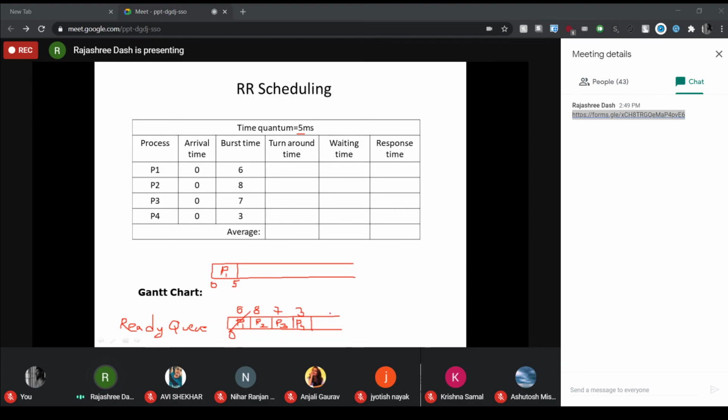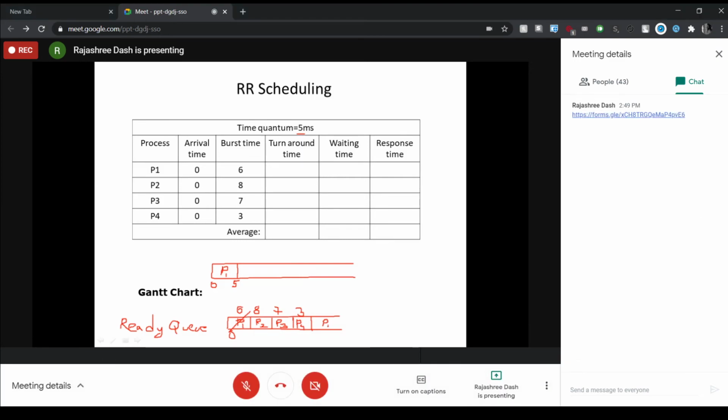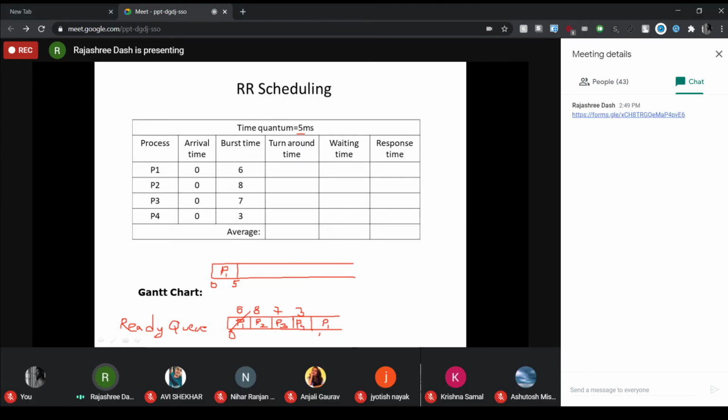After 5 milliseconds, P1 is simply going to be preempted and again stored back in the ready queue with the remaining burst time, that is 6 minus 5, equal to 1. With the remaining burst time 1, P1 is once again stored back in the ready queue.